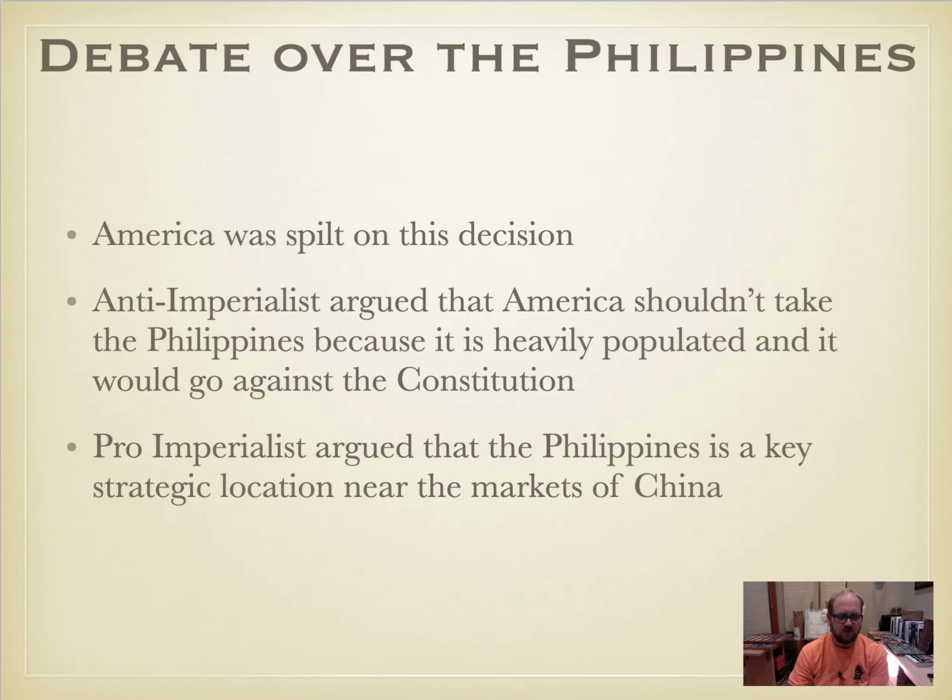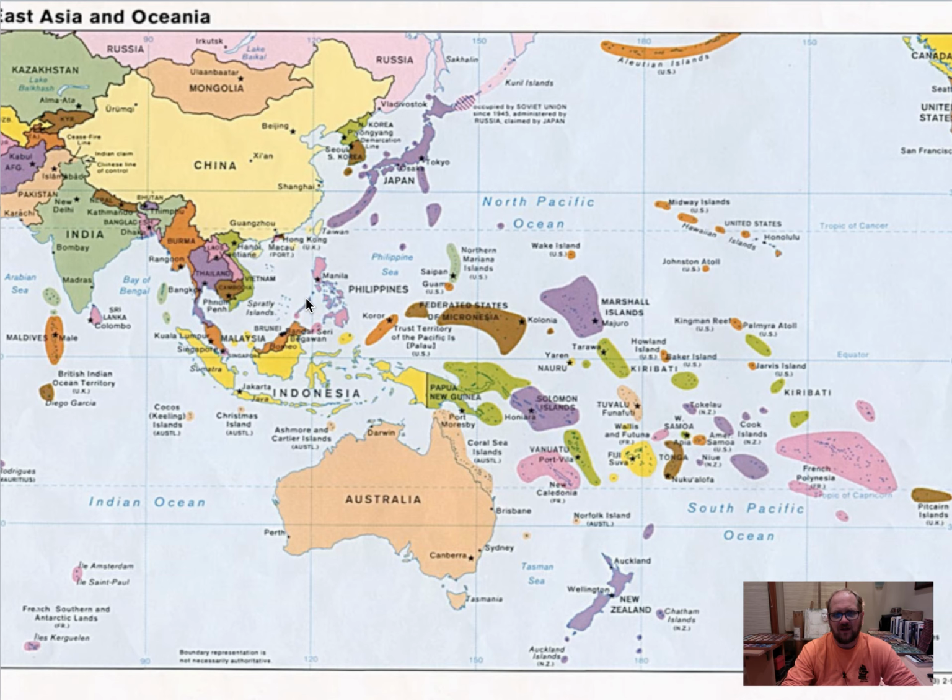The pro-imperialists thought that the Philippines was such an ideal strategic location that we couldn't not take them. And here's the argument. The Philippines are right there and so close to the Chinese markets. It'd be great to have that territory to use as a base for our merchant ships and also our Navy to protect our shipping lines. This would be an ideal location.